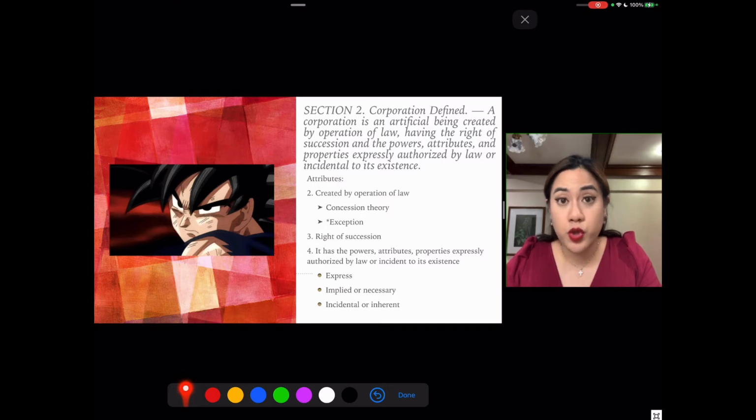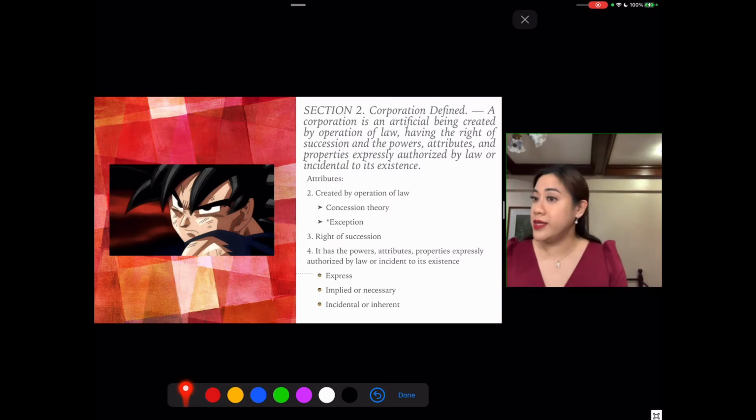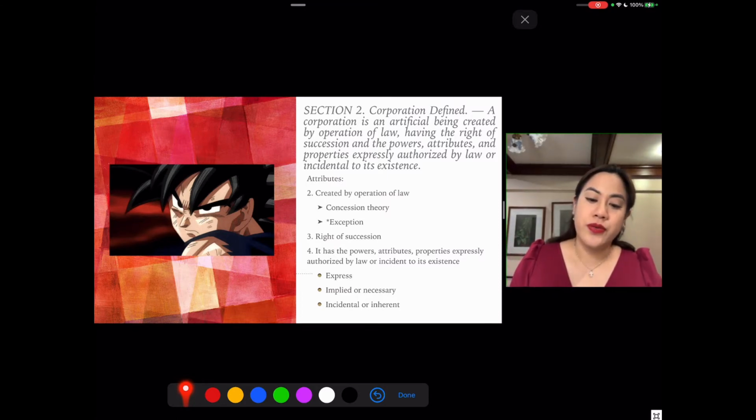There is an exception to the rule, however. It is when a corporation is created by prescription, and so far, this only applies to the Roman Catholic Church. Why? Because we were once a Spanish colony, so for the longest time, since, bear with me, 1800, the Roman Catholic Church has been in the Philippines.